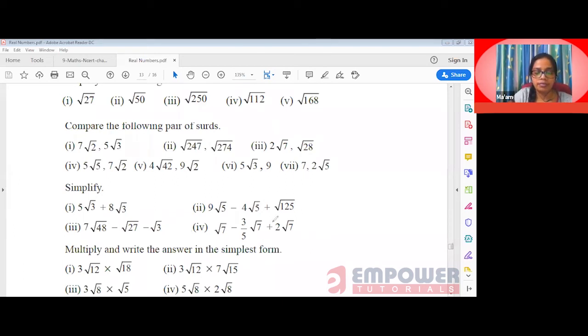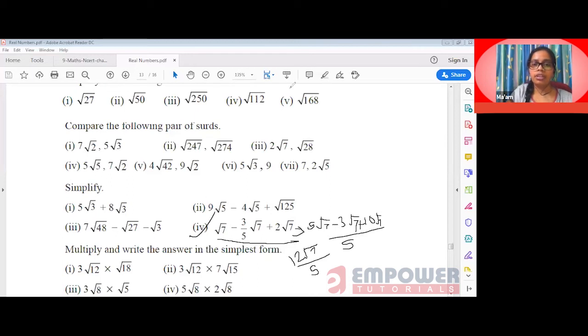Next one. This one is easy, but here you have to make sure the denominator of each number is equal. So first you have to make the denominator equal. So this will be 5 root 7 minus 3 root 7 plus 10 root 7 on 5. So this will be 2 plus 10, which is 12. 12 root 7 by 5. So this will be the answer of this one.